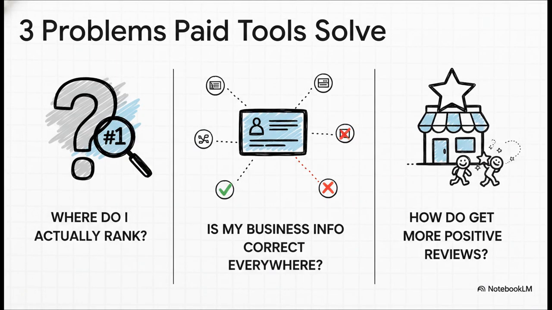The best way to understand these paid tools is to see them as solutions to very specific problems. Problem number 1, where do I really rank? Not from my office, but from where my customers are searching. Problem 2, how do I know my business information is correct and consistent all across the internet? And problem 3, how in the world do I get more of those 5-star positive reviews systematically?